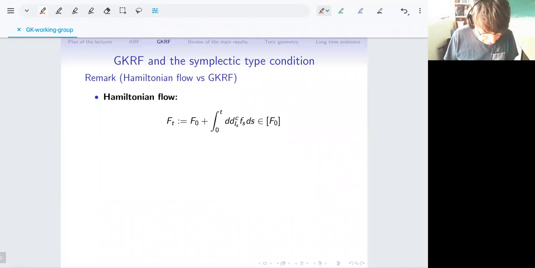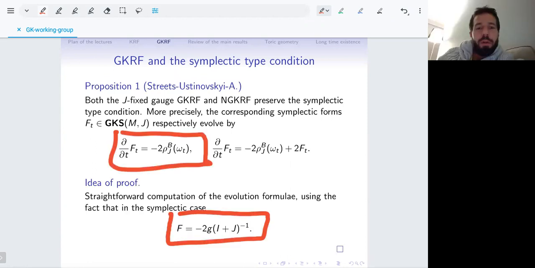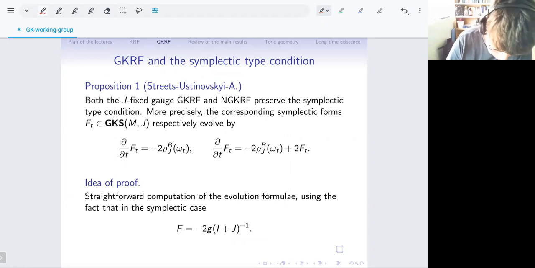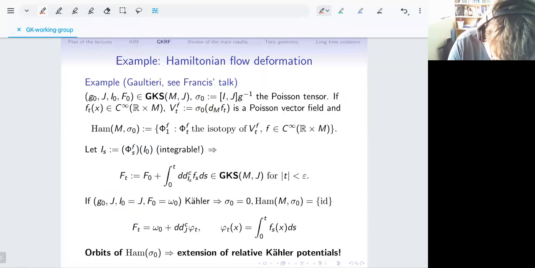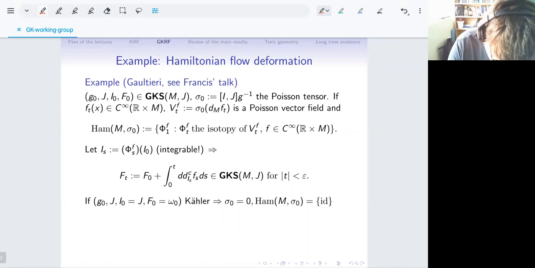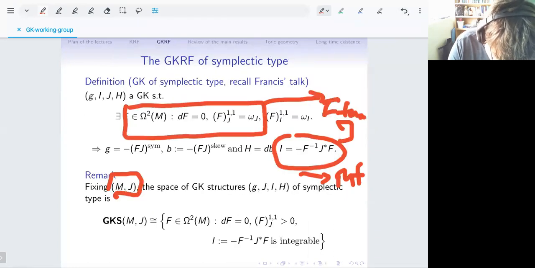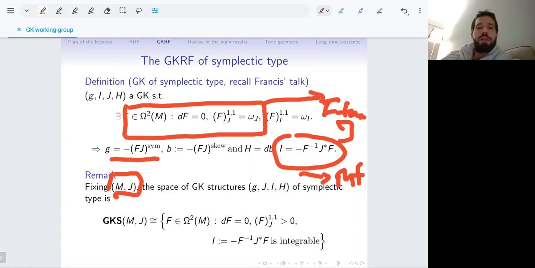In the evolution of ft, is it known a priori that the 1-1 part of ft with respect to j is omega t, or not? Yes. This was our definition. You remember how I introduced them? So we just consider two-forms which are symplectic, which tame a fixed j. So the 1-1 part will be, by definition, omega t. Yeah, because of this. Okay.